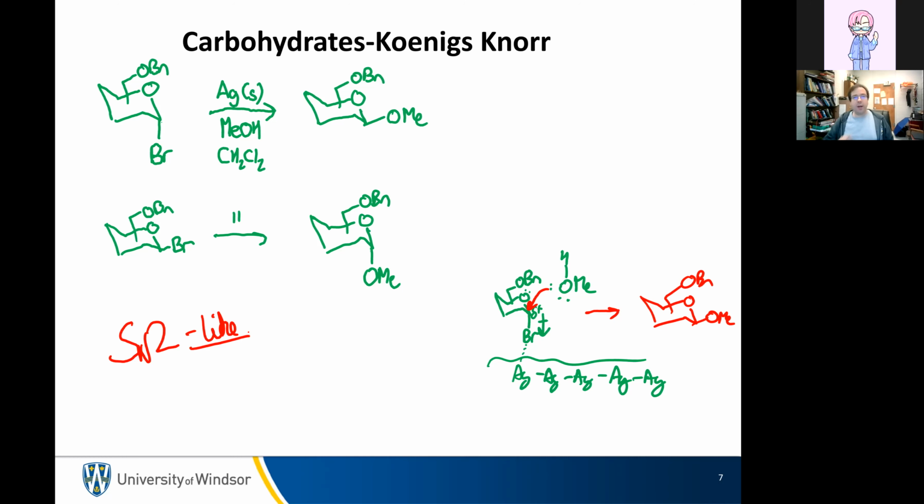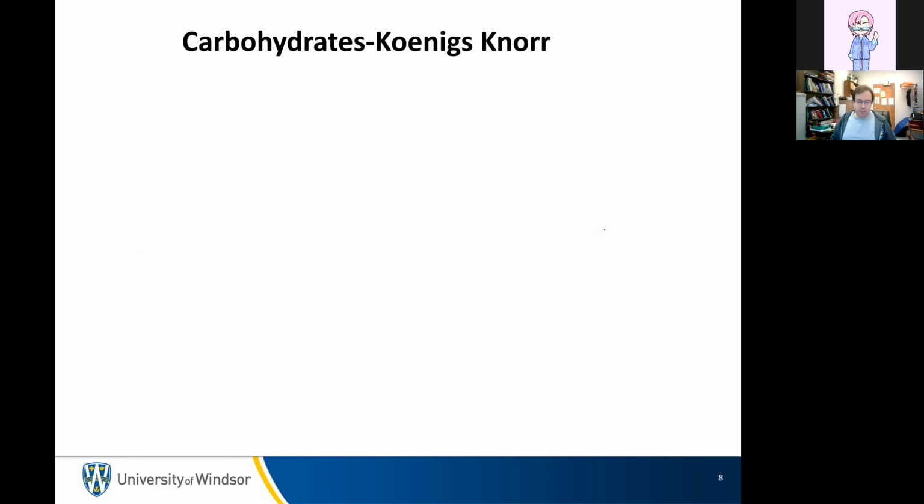Okay, so this is one way we can make betas. It's not the best way. The best way we can make betas is something called anchimeric assistance. In my notes, I always wrote it with the wrong spelling because that's what I was taught, and that's wrong. It's anchimeric assistance. I have just been doing it wrong for 20 years.